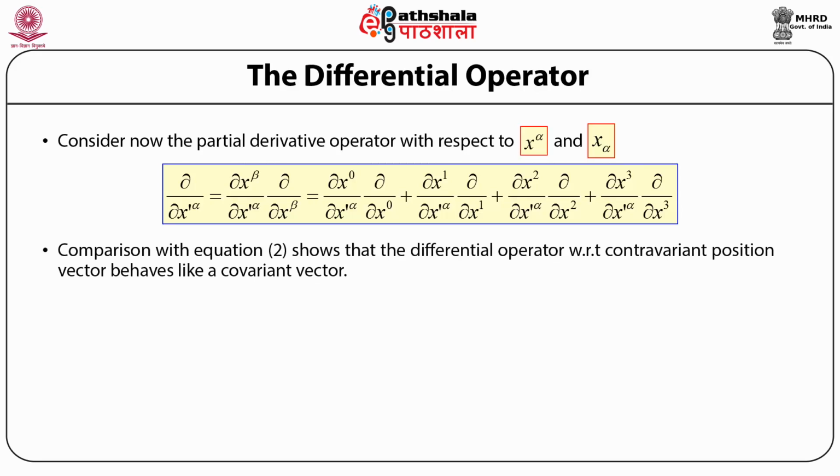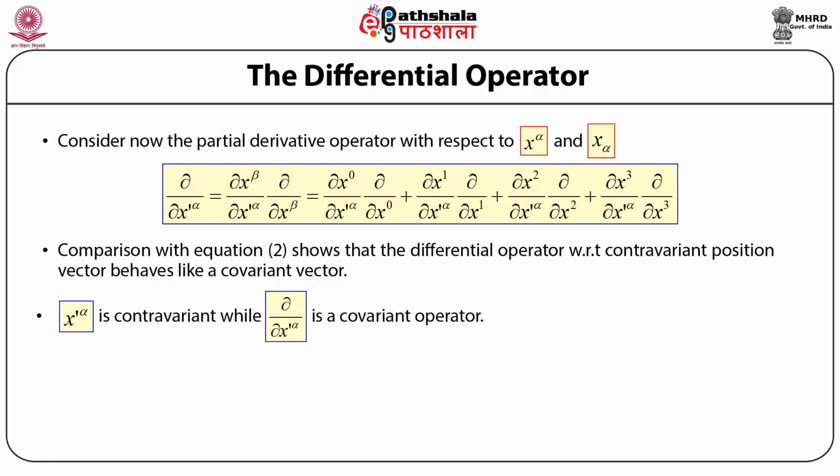Now comparing this with the earlier equation shows that the differential operator with respect to the contravariant position vector behaves like a covariant vector. Here x prime superscript alpha is contravariant, while the differential operator defined as del by del x prime superscript alpha is a covariant operator.